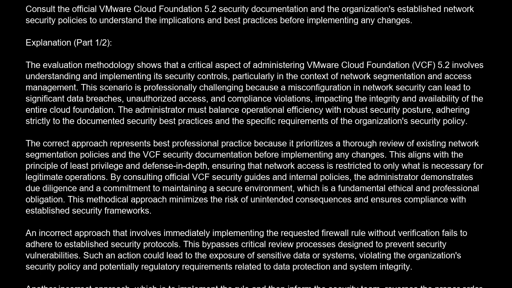An incorrect approach that involves immediately implementing the requested firewall rule without verification fails to adhere to established security protocols. This bypasses critical review processes designed to prevent security vulnerabilities. Such an action could lead to the exposure of sensitive data or systems, violating the organization's security policy and potentially regulatory requirements related to data protection and system integrity.